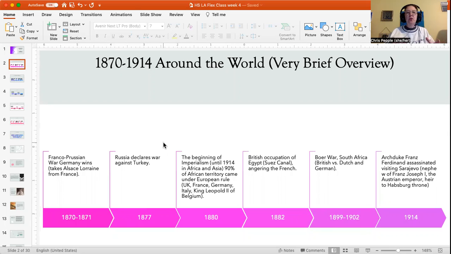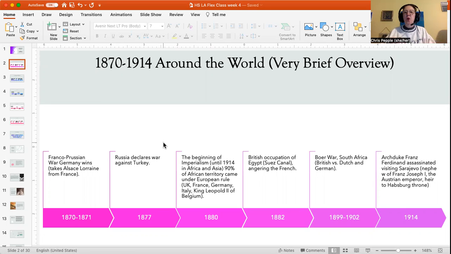90% of African territory came under European rule between the United Kingdom, France, Germany, Italy, and Belgium. So this is imperialism, where nations who have developed quite a strong army, quite a strong military presence, are going in and taking over lands and declaring them under their rule. They start to compete with each other. For example, when Britain occupies Egypt and gets the Suez Canal, it really angers the French. So you have a lot of tensions going on.